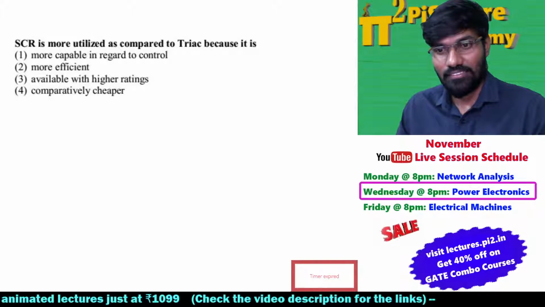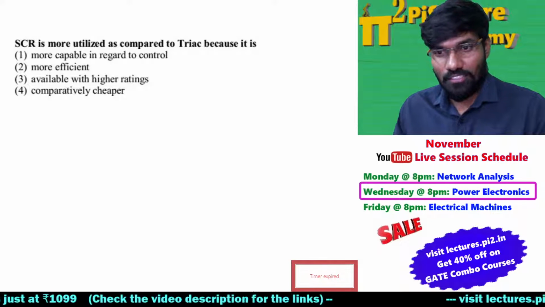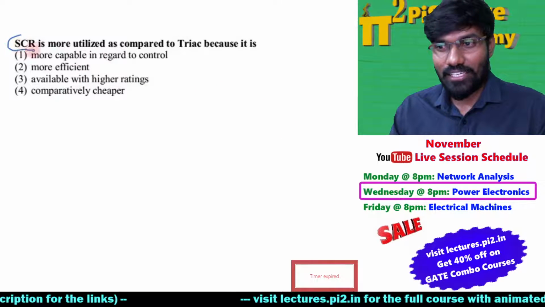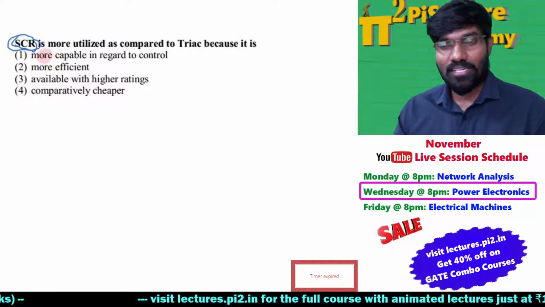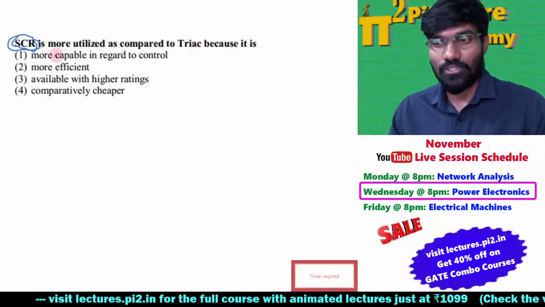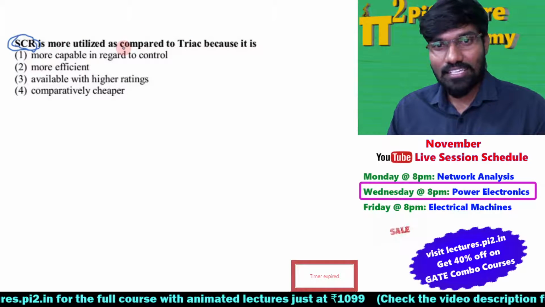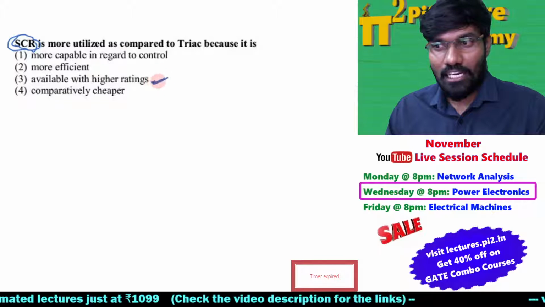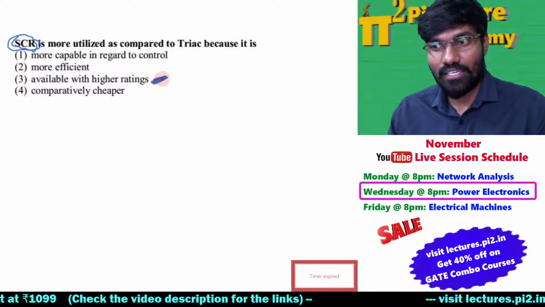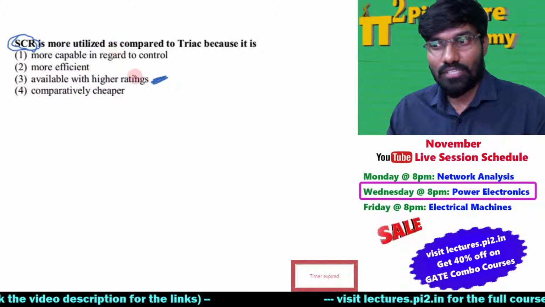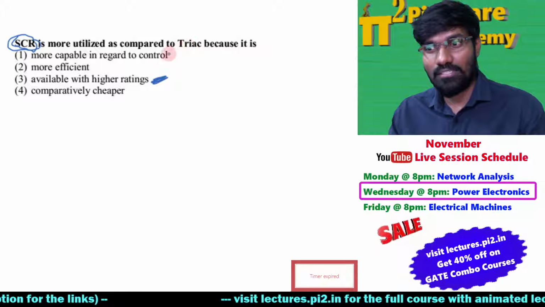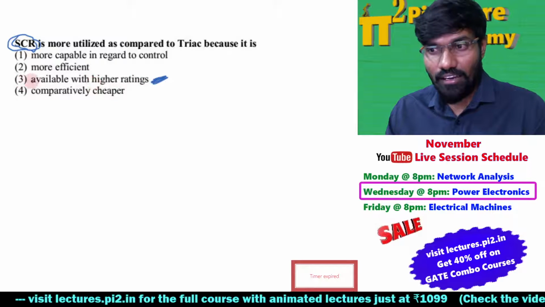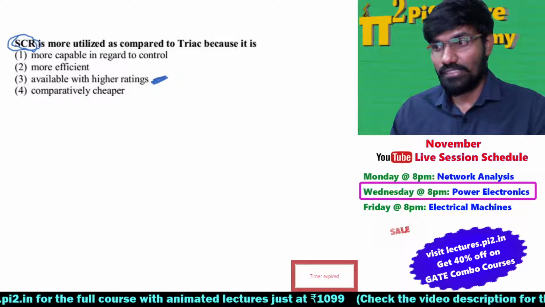Good. Time's up, by the way. SCR is the only device we are sticking with, though it is semi-controlled. Of course, TRIAC is also semi-controlled; I'm not saying TRIAC is fully controlled. Both are semi-controlled. But we still stick with SCR, though it is semi-controlled, just because of the availability of higher ratings. This is the highest power rating device available. That's why it's utilized. If you have to use SCR in place of TRIAC, one of the best reasons is the availability of high ratings. Okay, good.